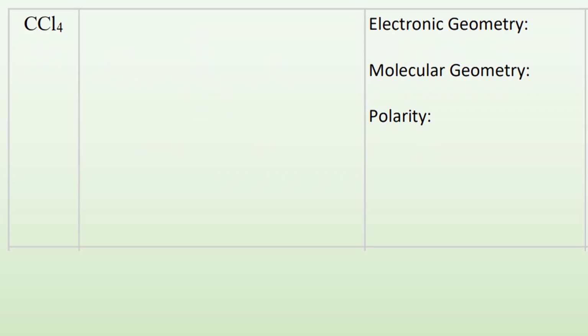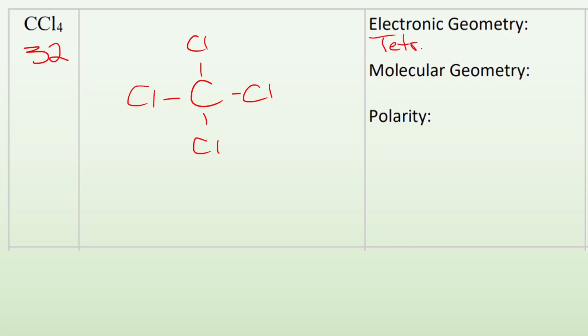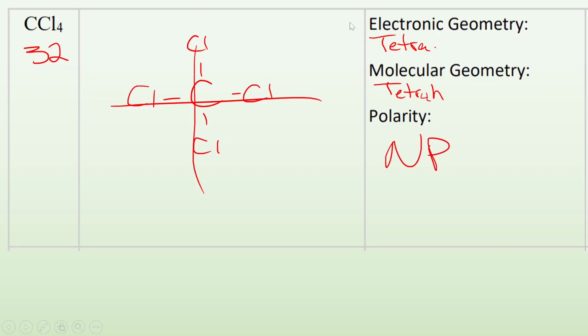All right, CCl4. So you can flip the pages. All right, we have a total of 32 valence electrons. So we put carbon in the center. We draw the chlorines around the carbon. Again, I'm not going to finish drawing the octets because I'm lazy, but there you go. So the electronic geometry around carbon, 4 domains, tells us it's tetrahedral. The molecular geometry, because we don't have any unshared pairs of electrons, is exactly the same. It's also tetrahedral. The polarity is going to be non-polar because we have multiple lines of symmetry. So it's a non-polar molecule. It's really symmetrical, so there's no uneven distribution of charge.